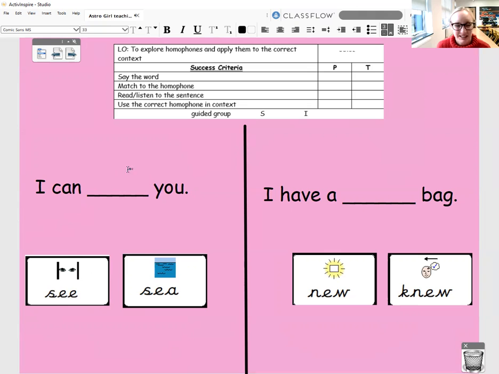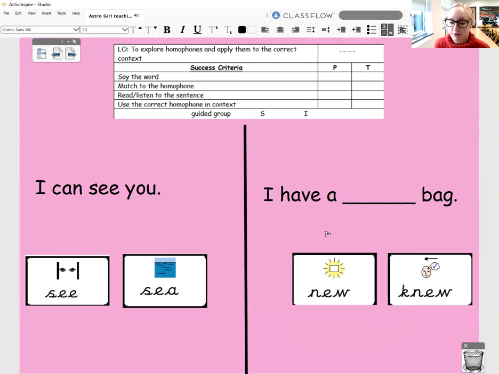I can sea you. That doesn't really make sense. I can see as in to look at you. Yes, so here it's the verb. In that sentence, we need a verb to tell us what they are doing. So I can see you. Okay, remember make sure that spelling is correct. So use these below to help you.